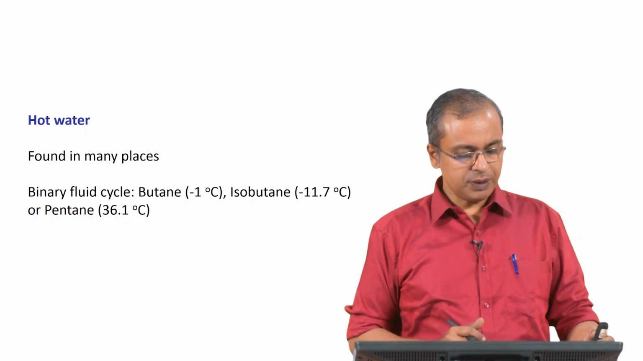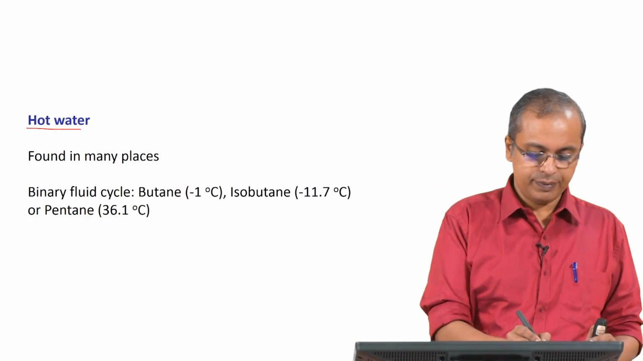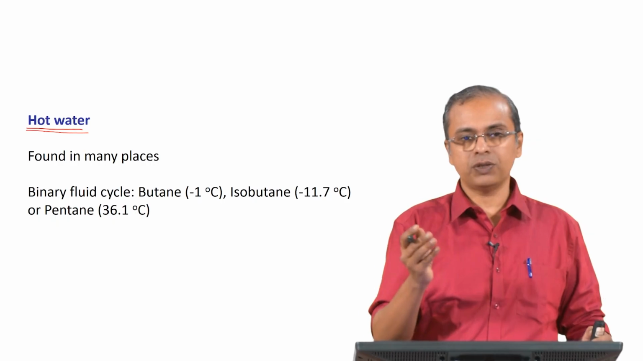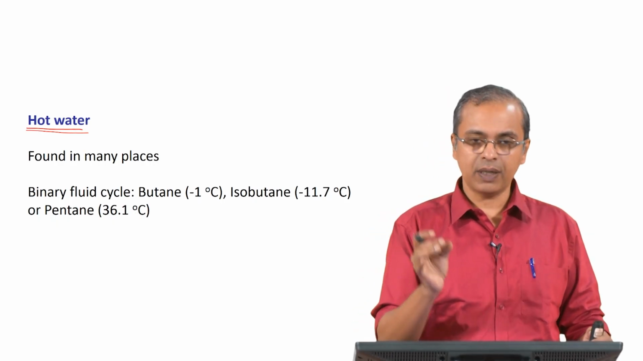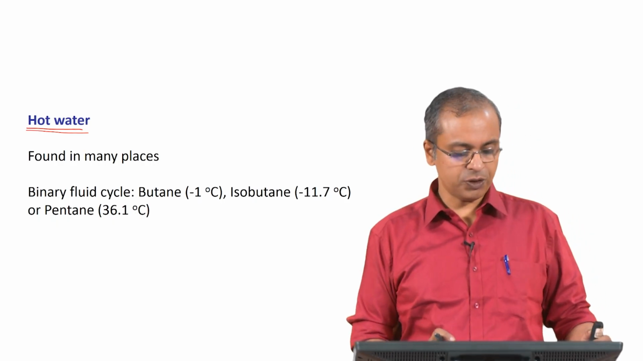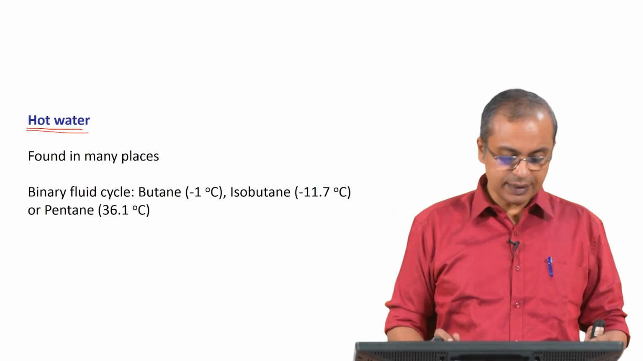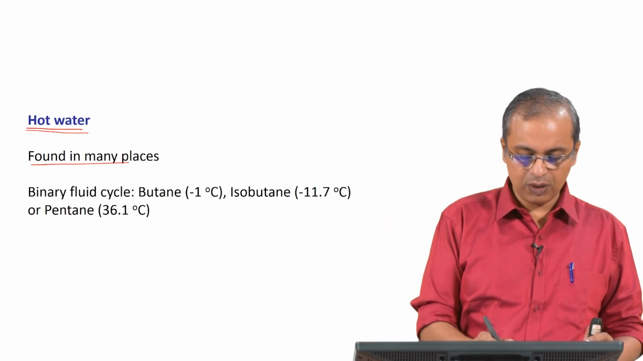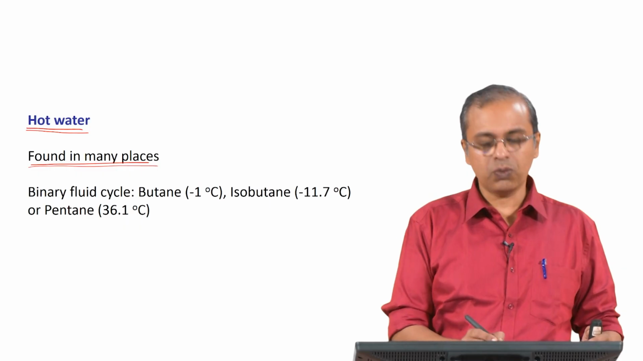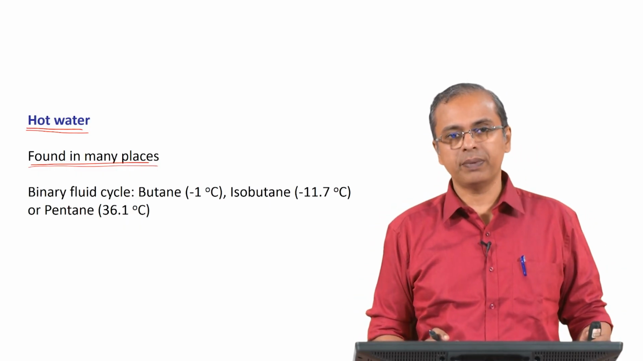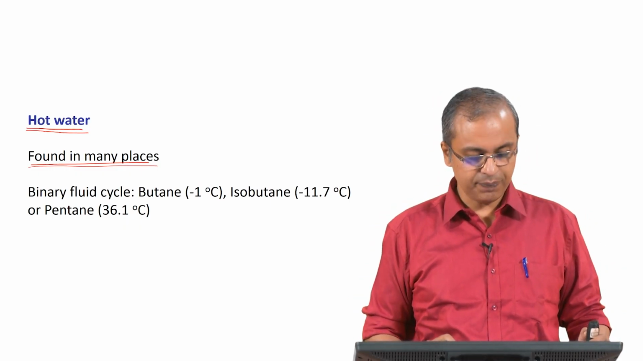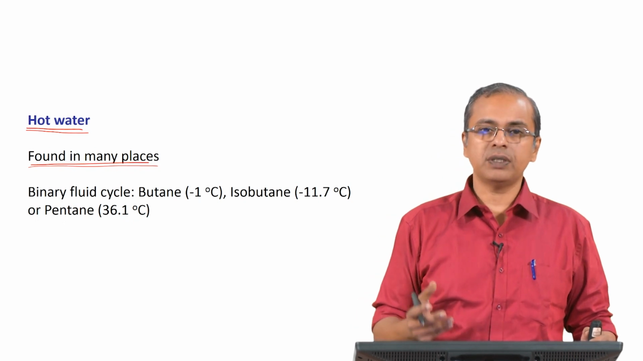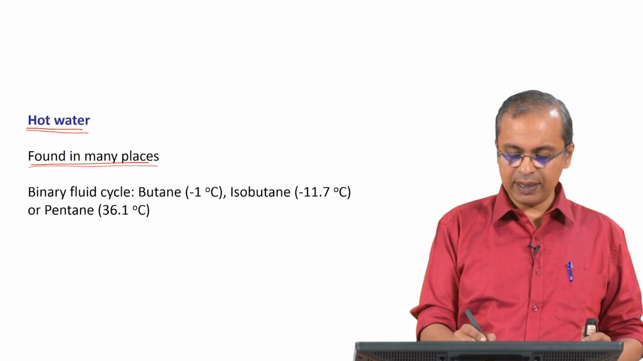Okay, the third possibility is hot water. So, we saw superheated steam, we saw saturated steam, now we are looking at hot water. This is actually found in many places. So, when you do the prospecting, this is what you are most likely to find. Most commonly you end up finding this hot water, in which case the process that is used, as I mentioned, is similar.